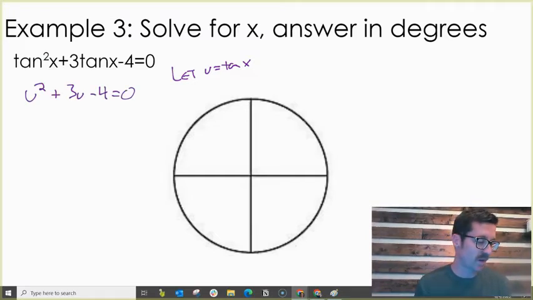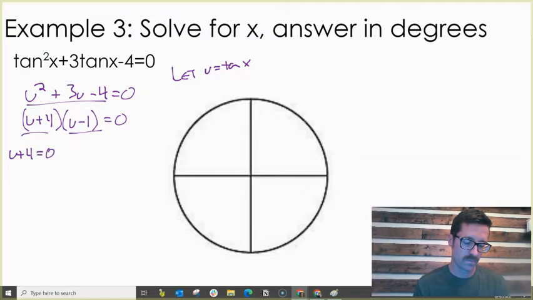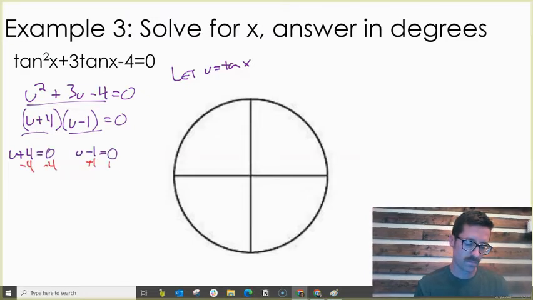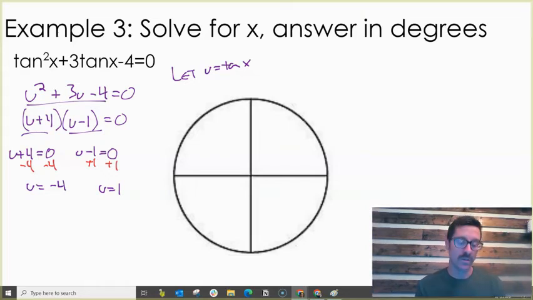Then what we can do is we can factor. I'm going to factor this trinomial on the left side of my equation. That's going to factor pretty nicely. We're going to have u plus 4 times u minus 1. And then by my zero product property, and now what we've done here is we've solved for u. However, it doesn't really matter what u is. We are looking for tan x. So if I'm looking for tan x, we got to substitute it back in.